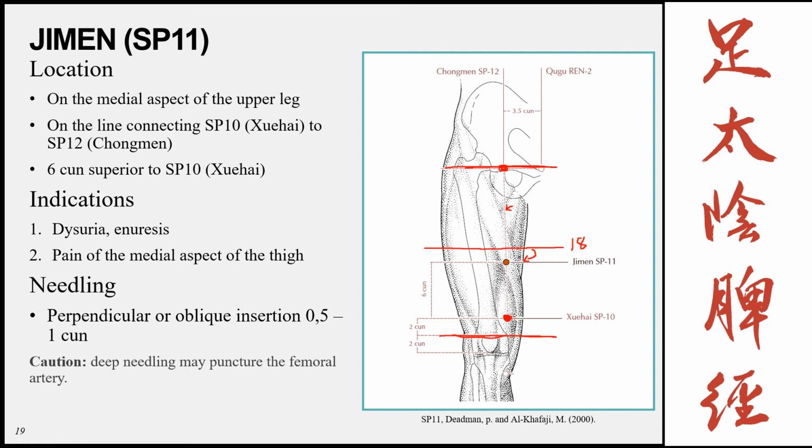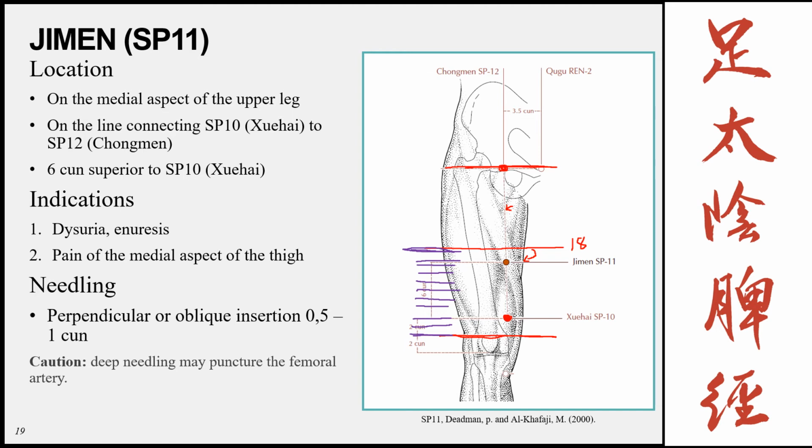In your mind, you would take the distance from here to here and divide it into 9 equal parts. That would give you the estimate of what 1 tsun would be, and then you can go down by that portion, ensuring that you're still on this line. This point can be used for dysuria and enuresis, and locally it can be used for pain of the medial aspect of the thigh. Our insertion is perpendicular or oblique, 0.5 to 1 tsun.